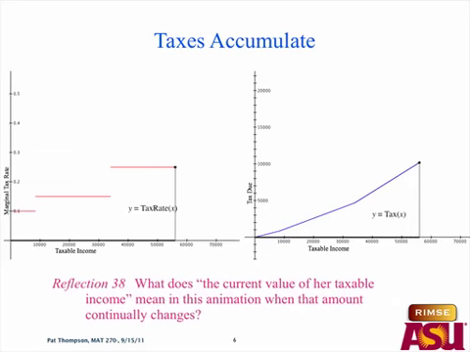What does that mean, the current value of her taxable income, when that amount is continually changing? Do you agree that the current value of her taxable income is continually changing? So what does the current value of her taxable income mean? If it's continually changing, what does that mean? It's not a constant. But what does the current value mean? How do we make sense of that? Missy?